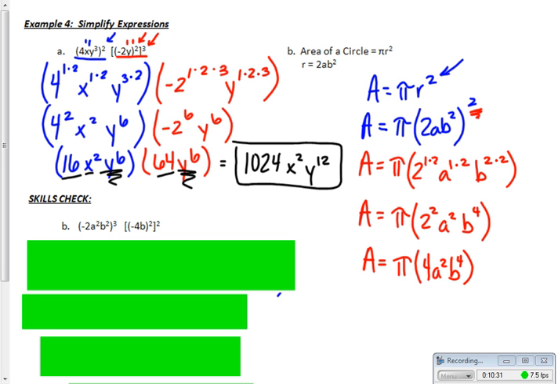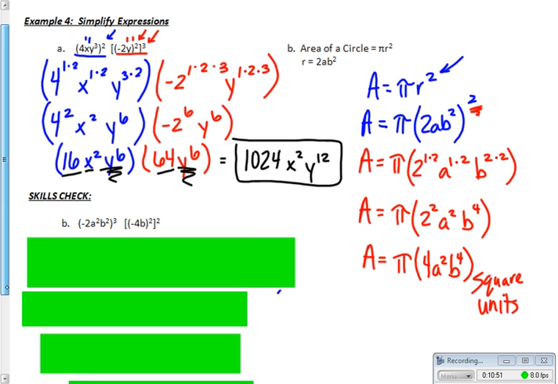Still can simplify. We know that 2 to the second is 4, a to the second, b to the fourth. And we couldn't simplify anything from there. We're going to go ahead and leave that answer. We don't need to multiply pi times 4 because then we would end up rounding. So the area right there is exact. The only thing that we need, since it's area, is that it would be square units.